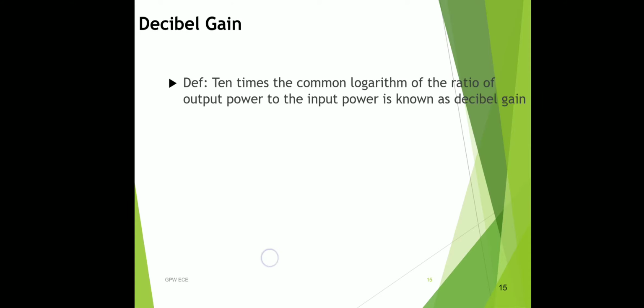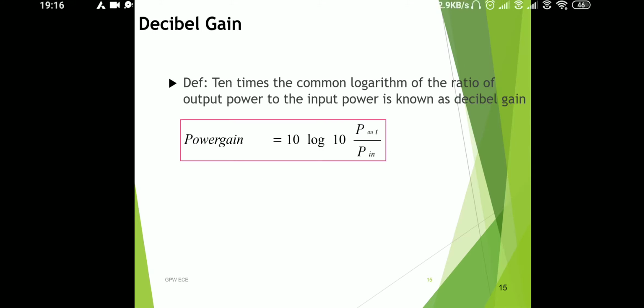Now the decibel gain. Ten times the common logarithm of the ratio of the output power to the input power is known as decibel gain. Generally the power gain is output to the input, so the decibel gain is 10 times the logarithmic value of the power ratio. That means the power gain in decibels is 10 log base 10 of P out by P in.